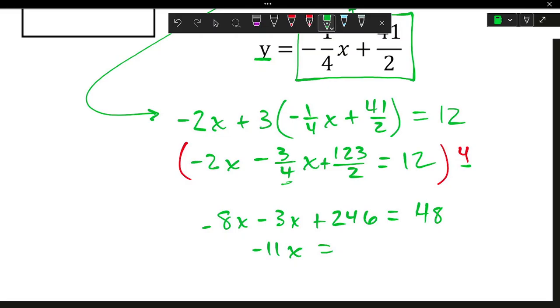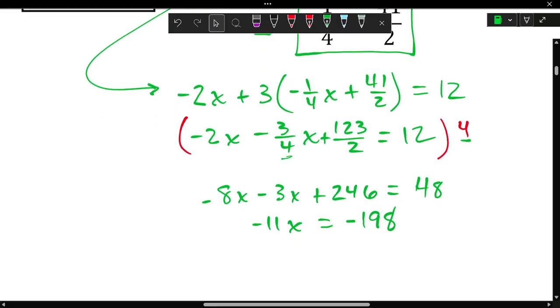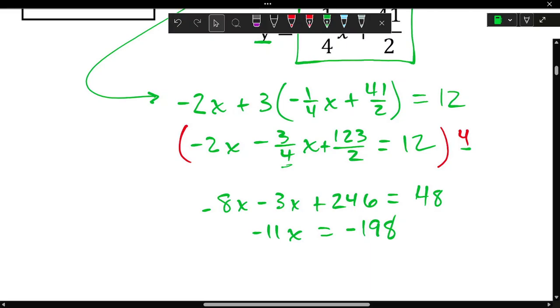I got negative 198. All right, that's just 48 minus 246. I've looked at it on my calculator twice. All right, next thing I'm going to do is divide both sides by negative 11. So if I've got 198 divided by negative 11, it gives me x is 18.